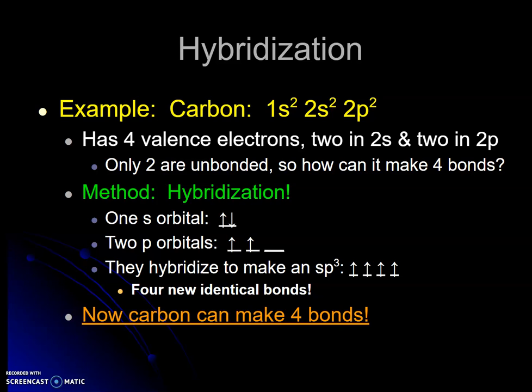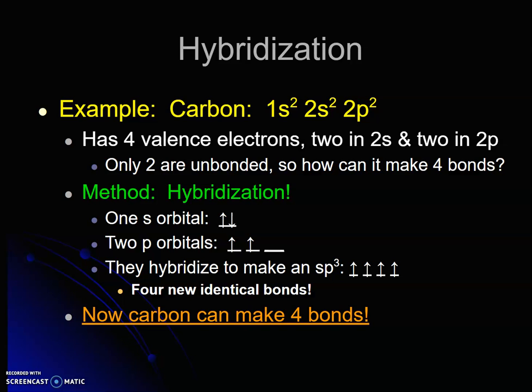All right, so let's take a look at carbon. Carbon has the electron configuration of 1s2, 2s2, 2p2. So its valence electrons are going to be these outer ones here, 2s2, 2p2. Those four valence electrons have two unbonded ones and two bonded ones.